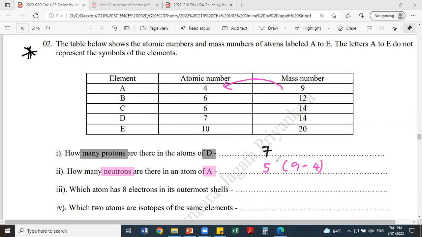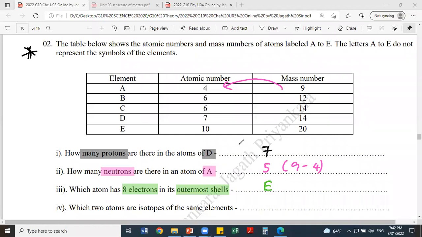Part 3. Which atom has 8 electrons in the outermost shell? 8 electrons in the outermost shell. Actually, shell, not shells. Yes, Sohana, what is the answer? E. Very good. Answer is E. Very good, Sohana. How come E?